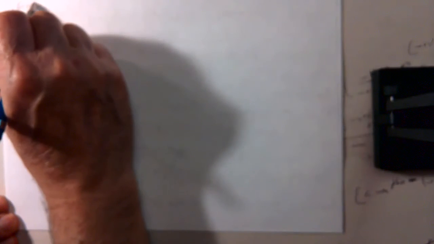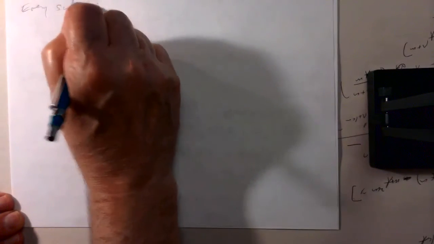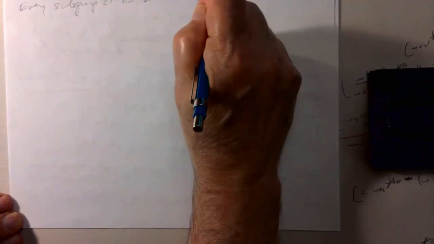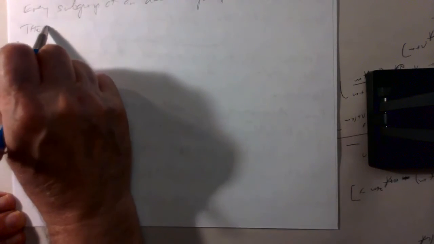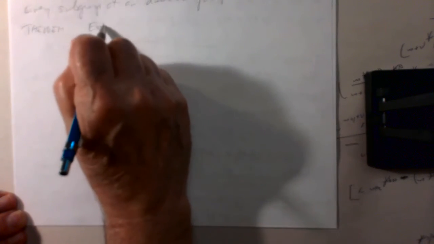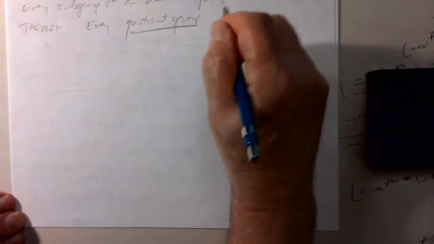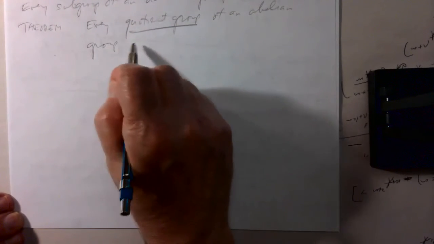I mentioned that every subgroup of an abelian group is normal. And a consequence of that is every quotient group of an abelian group is, sorry, not normal, is abelian.